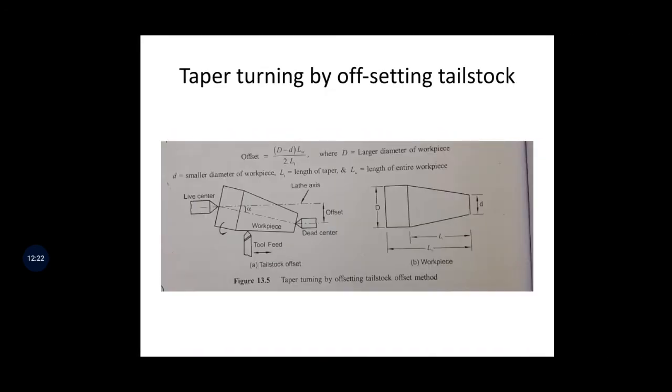When you do it, you get the taper turning operation. So you will get a taper turned product on this workpiece. This is done by offsetting the body of the tailstock with respect to its base by an amount equal to this offset.